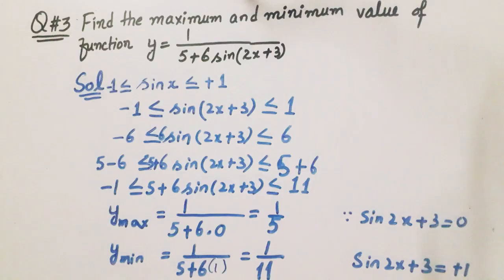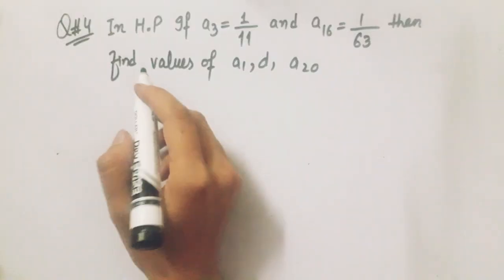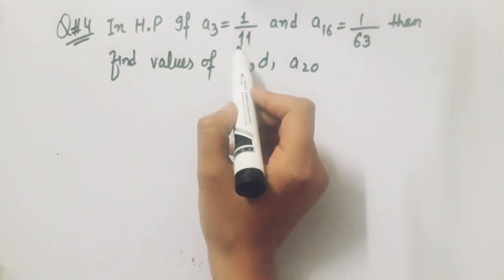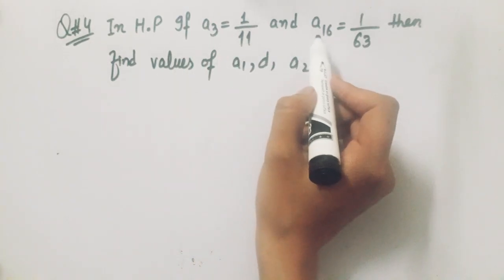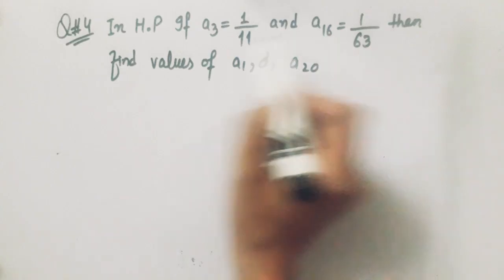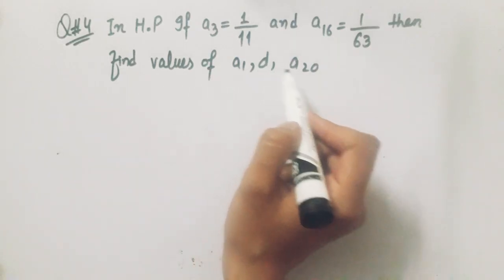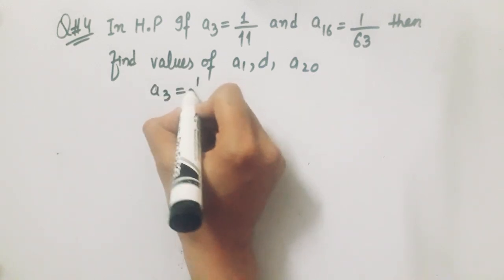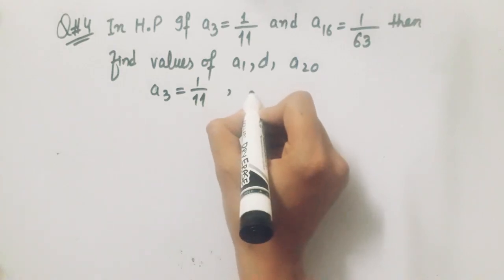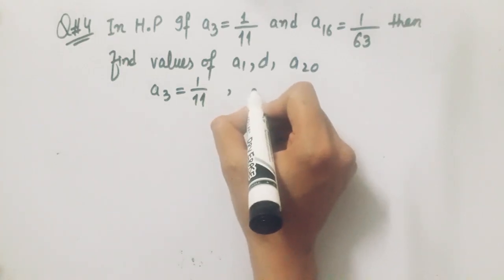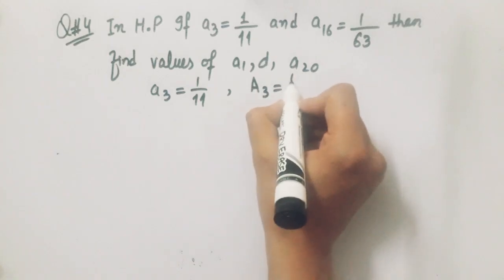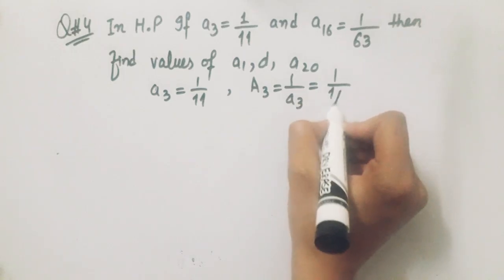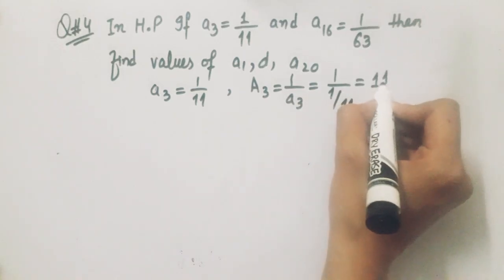Now we will solve question number 4. Question number 4: in HP, if A3 is equal to 1 by 11 and A16 is equal to 1 by 63, then find the value of A1, D and A20. Now let's suppose A3 is equal to 1 over 11, and in arithmetic progression, A3 is equal to 1 by A3, and 1 by A3 means 1 by 11.